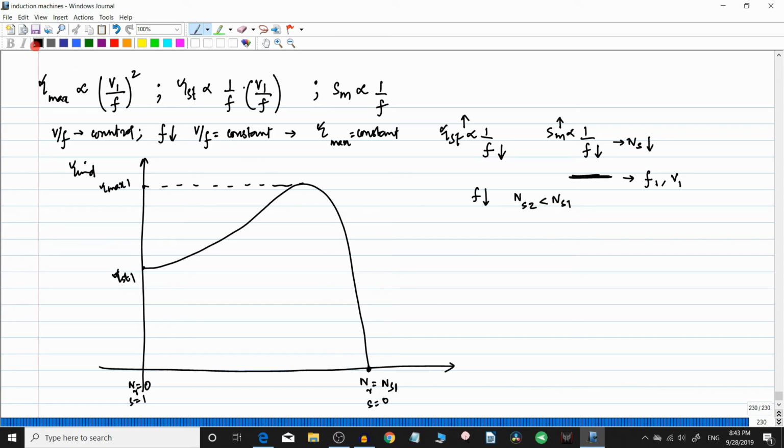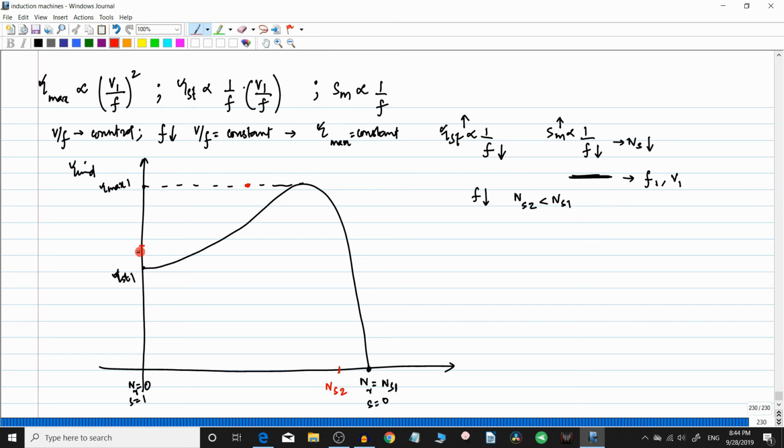So now, for example, we are going to draw the second characteristic. The graph will start from here. So here this will be Ns2, the new synchronous speed. And what are the conditions that we have to follow? The maximum torque will remain the same. However, the starting torque will actually increase.